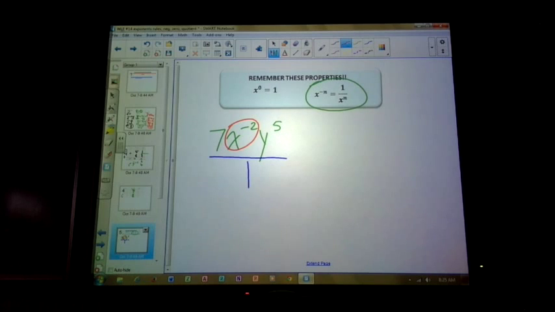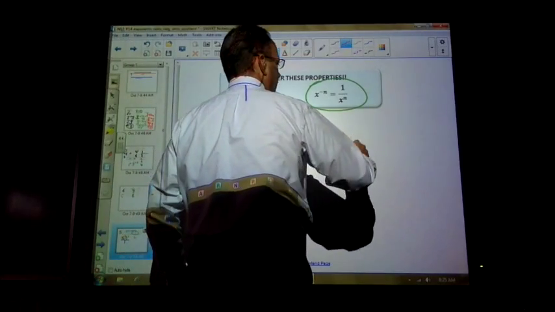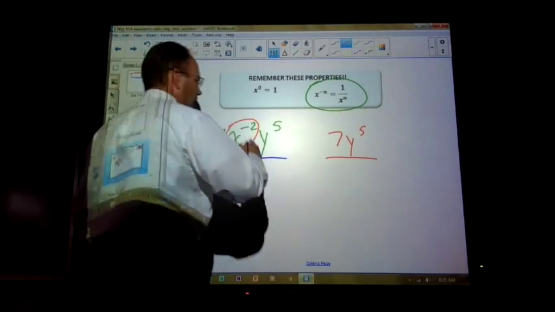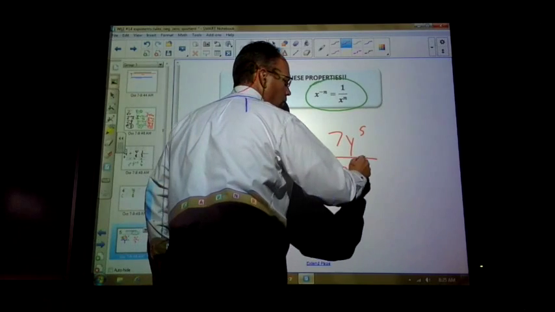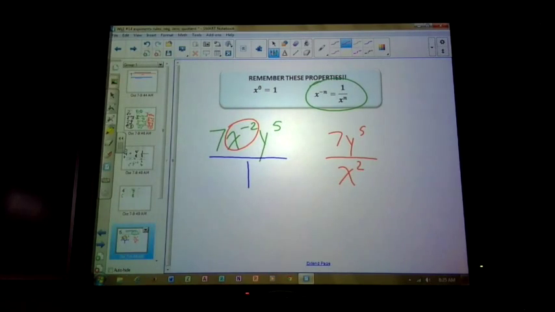The 7 and the y to the 5th are content. They're not negative exponents. So 7, y to the 5th stay on top. X to the negative 2 moves down. Once it's moved down, it's in a happier location. It's not a negative number any longer, or negative exponent any longer.